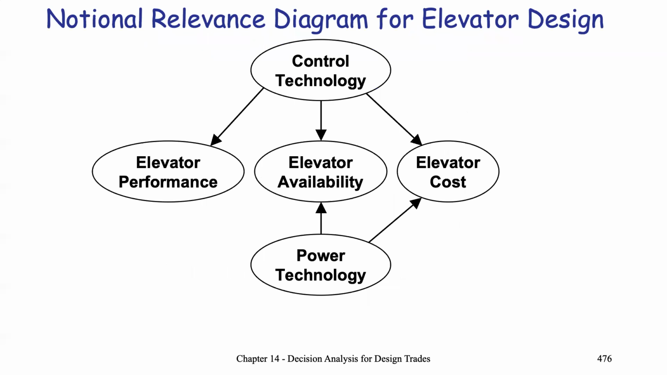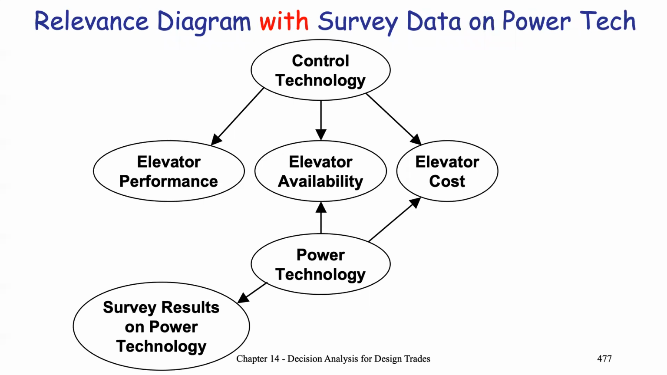So that's what we're showing by that reversed arrow there. Here's a notional relevance diagram for the elevator design. Here we have the control technology, and we have the elevator performance, availability, and cost. Then power technology feeds into availability and cost. So that's the first diagram that we have. And then we can throw in this additional thing, and we can survey the results on power technology. So we're including the survey data on power tech there.